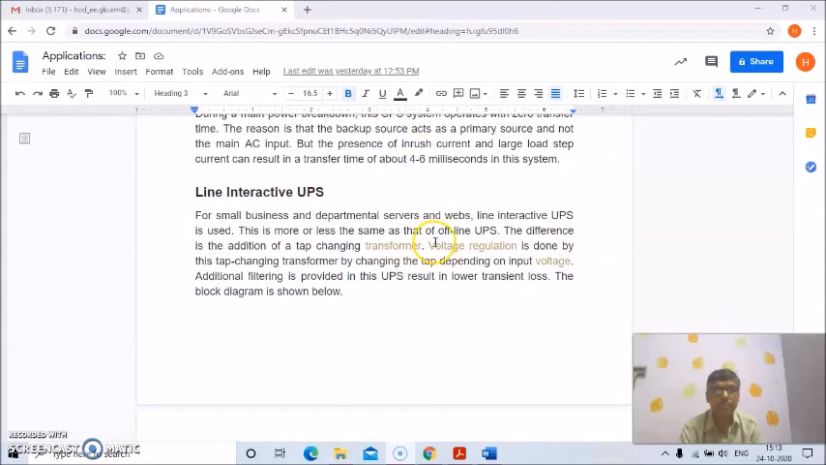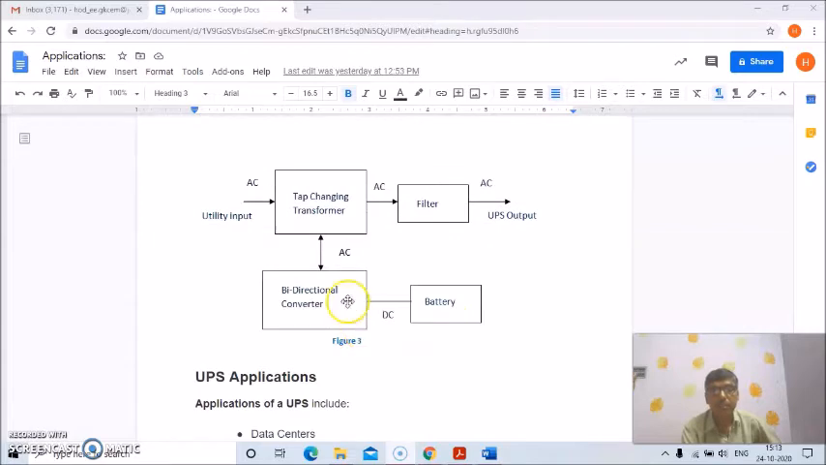Line-interactive UPS is used for small business and departmental servers and webs. This is more or less the same as the offline UPS, and the difference is the addition of a tap changing transformer. Voltage regulation is done by this tap changing transformer, by changing the tap depending on the input voltage. Additional filtering is provided in this UPS, resulting in lower transient loss.